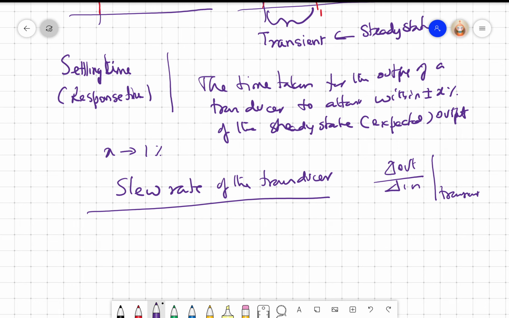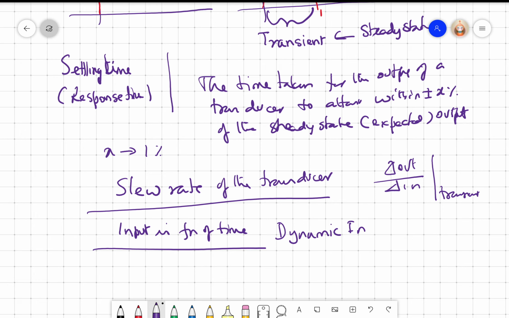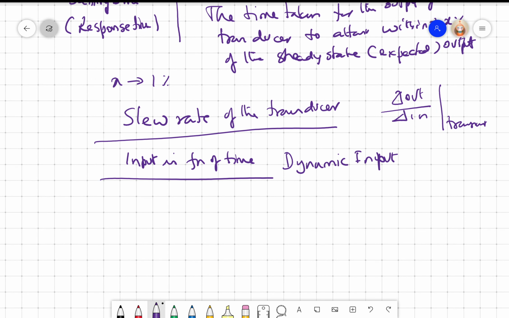Now, so far we looked at the input being static or input being constant. It's not time changing. When my input is a function of time, right? Then there are two possible characteristics, right? When my input is a function of time, we call this dynamic input, right? So when I have dynamic input, I get dynamic input output characteristics.